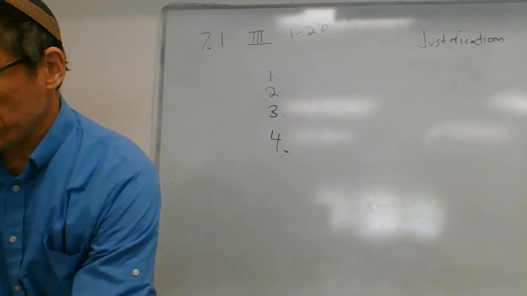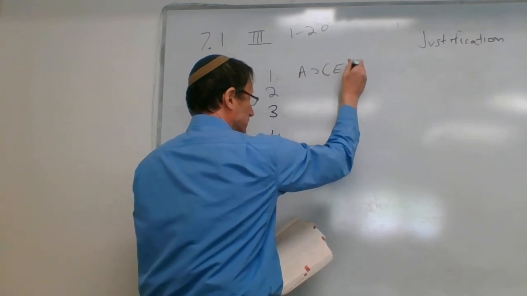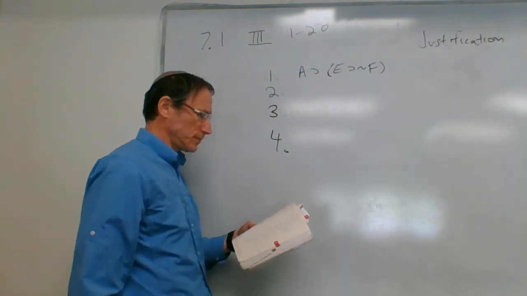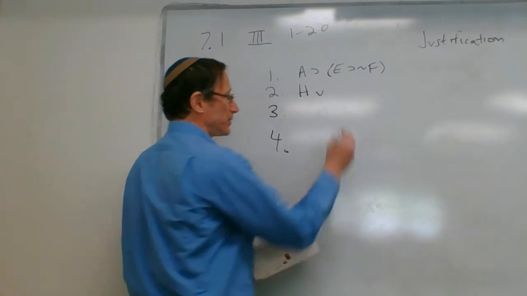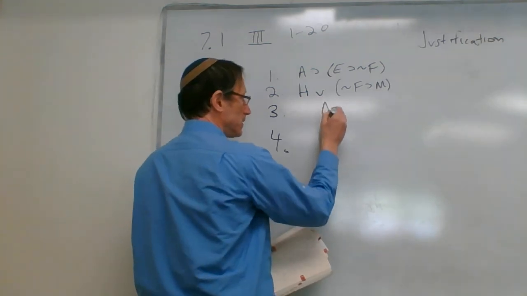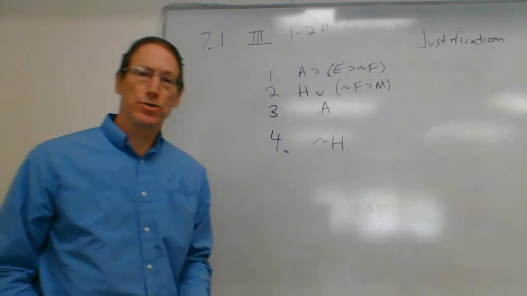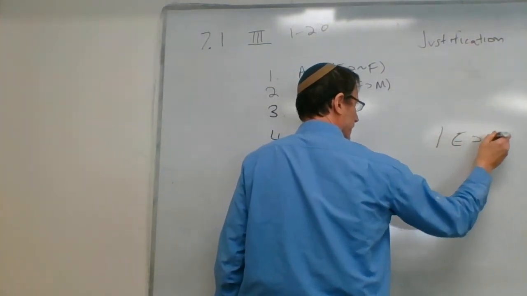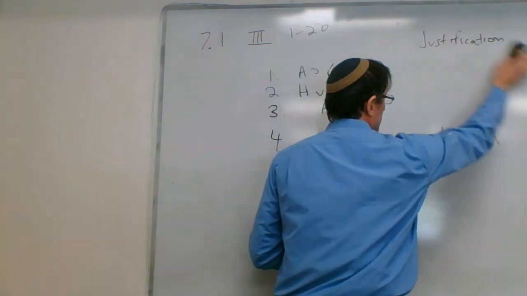We have A horseshoe E horseshoe not F. We have H wedge not F horseshoe M. We have A, and we have not H. And we are trying to get to E horseshoe M. We're trying to get to E horseshoe M. So, like I said before, actually this would be a little bit misplaced here.